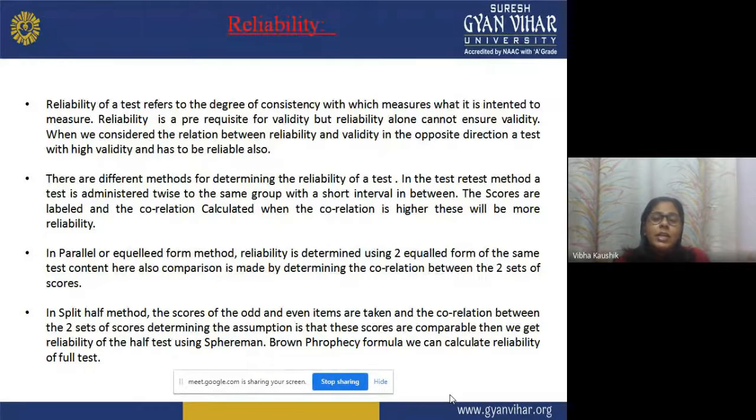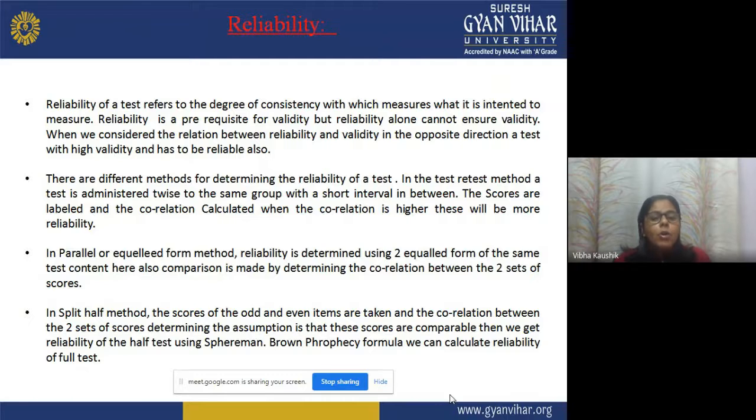What it means is, when test A has been administered to a sample, we will get some scores. And after the same test is administered to the same group, the same sample, we will get some scores. Then after getting the scores from the first and second administration, you will have to establish a correlation between the scores of A and B. If a higher correlation is found, then we will say that the test is reliable, and to establish the reliability we have used the test-retest method.